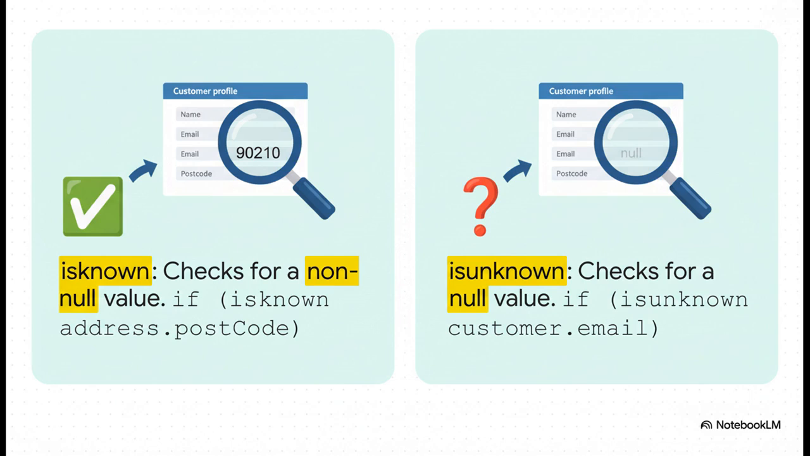IsKnown is your safety check. You use it to make sure a value is actually there before you try to do something with it. And IsUnknown is for when you're actively hunting for missing data, so you can flag a record for an update.